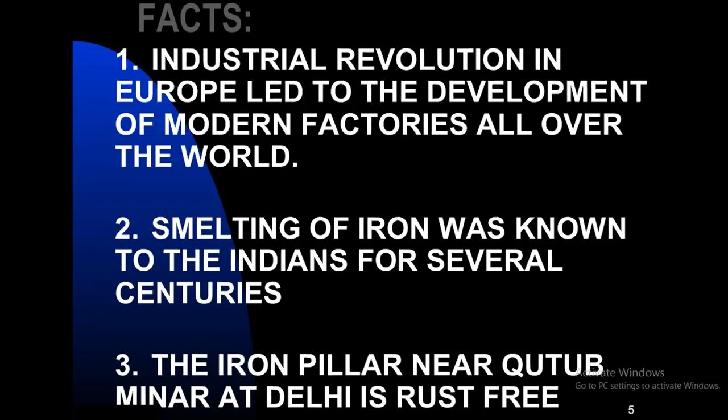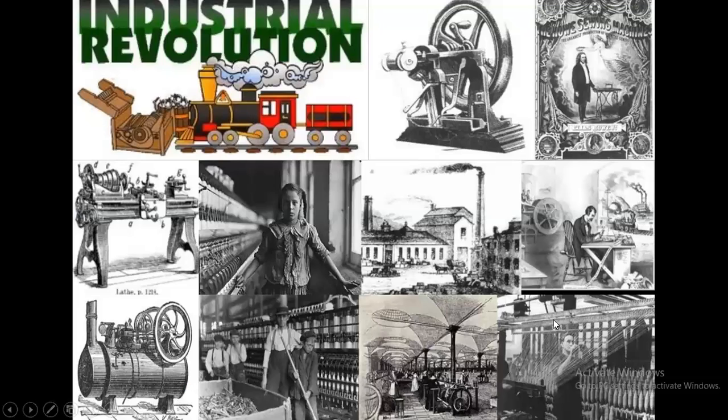So this way the industrial revolution turned into a revolution where manufacturing industries were brought all over the world. Smelting of iron was known to the Indians for several centuries. There is an iron pillar near Qutub Minar at Delhi, and it is rust free. That means because of proper smelting of iron, the iron pillar is not getting any rust.